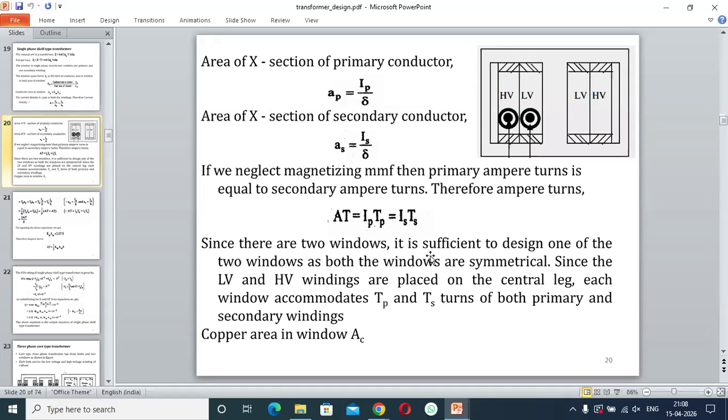So if we neglect the magnetizing EMF, then primary ampere turns is equal to the secondary ampere turns. Therefore, again we can have AT is equal to IP TP or IS TS. These are the two things that we will have.